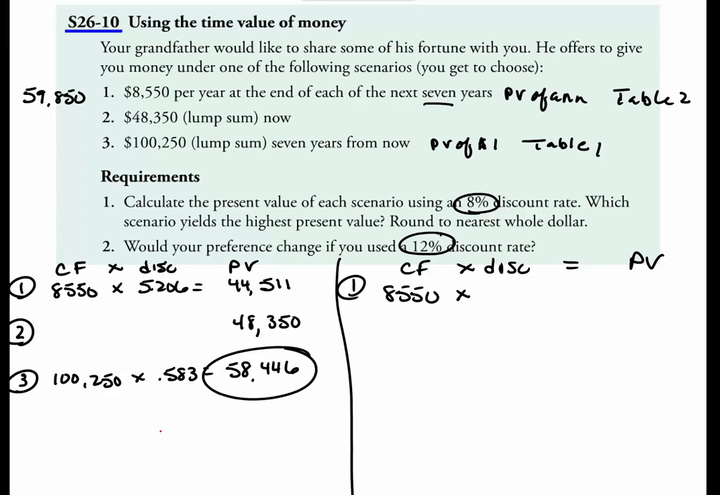So for this one, if I take 8,550, my new discount factor at 12% is 4.564. So the present value of that future stream of cash flows is 39,022. It's worth less. Option 2 is still already set for me, 48,350. That is today's value. I feel like QVC, like today's special value, but all right.